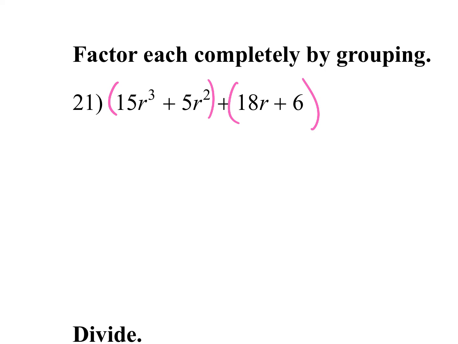So in my first group, what's the greatest common factor here? 5, and what else? Do they have any r's in common? R squared. So when I divide both of these by 5r squared, what am I left with? 5r. What's 15 divided by 5? 3r. So 3r. And what's 5r squared divided by 5r squared? 1. And then we do the same thing for the second.